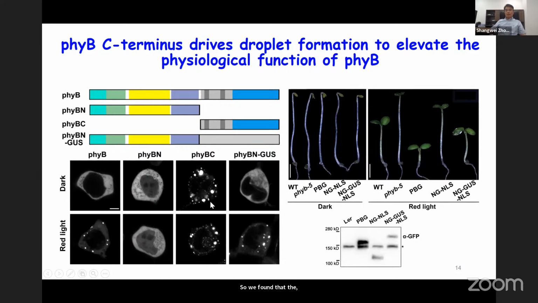We further examined the functions in plants. We found that the N-terminal phyB, which cannot form the photobody, has a partial function of phyB.